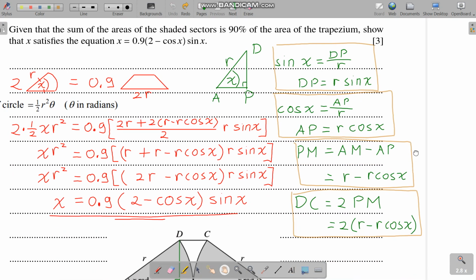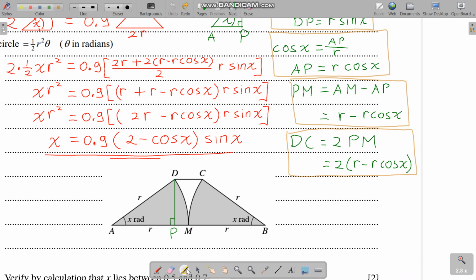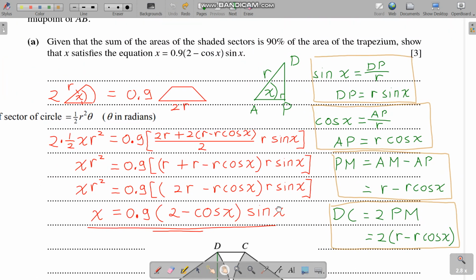And now if we look at this again, PM is AM minus AP. We know that AM is r, and we know that AP is r cos x, which means PM is r minus r cos x. So if you want to find DC, that's just twice PM, so that's 2 times (r minus r cos x). So now we have everything we need.